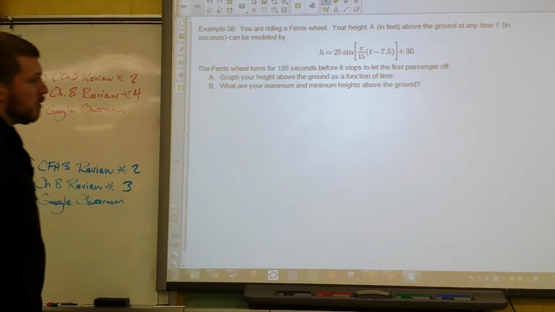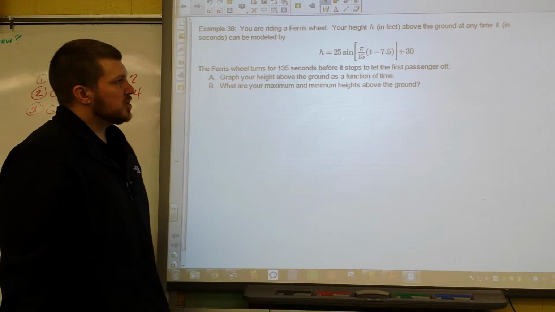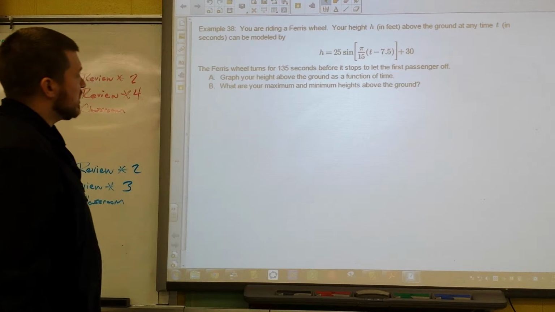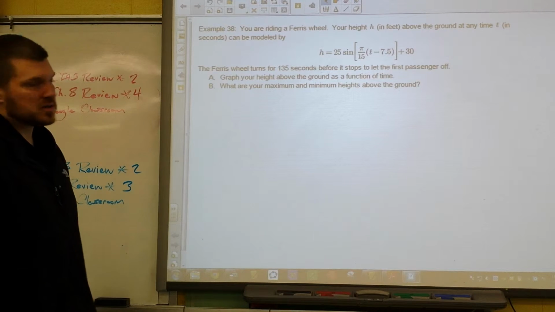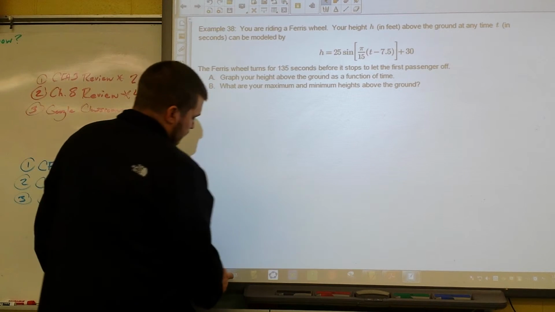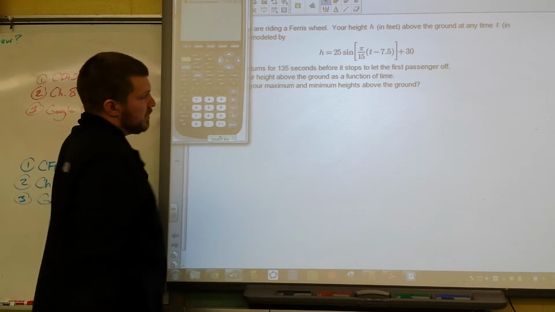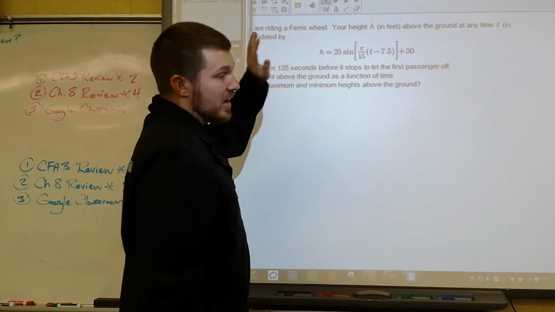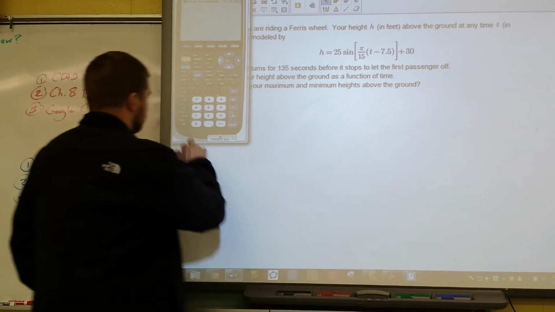Okay, in example 38, we're riding a Ferris wheel and your height h in feet above the ground at any time t in seconds can be modeled by this equation. Looks complicated, don't worry. We're going to graph your height above the ground as a function of time. So let's go ahead and do that. Instead of h, that's going to be my y, t is going to be my x. Height is my output, t is my input.